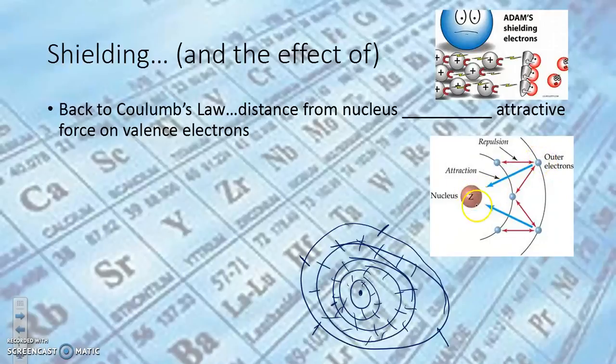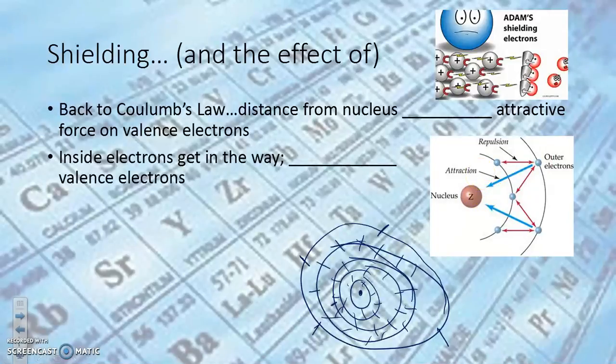And so that nuclear charge is not able to pull. The Coulombic attraction isn't as great, and it's because of shielding. The inside electrons get in the way, and they shield or repel the valence electrons. Remember, valence electrons are outside electrons.